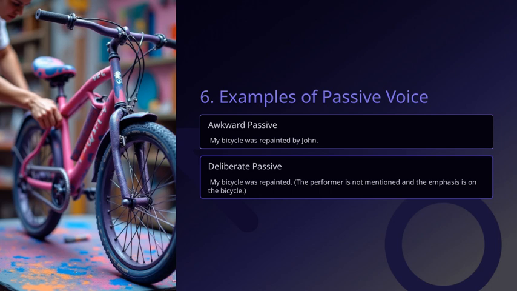Next, there's the deliberate passive. "My bicycle was repainted." Here, notice that the performer, John, is no longer mentioned. The focus shifts entirely to the bicycle itself. This style is often used when the person performing the action isn't important or when we want to highlight the object rather than the subject. Understanding these differences helps us see how passive voice can be used intentionally to shape the emphasis in our sentences, which ties into our overall theme of effective communication.